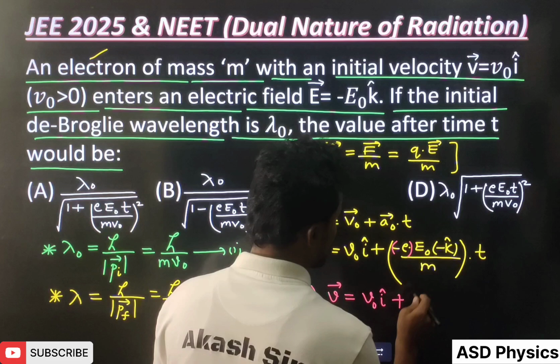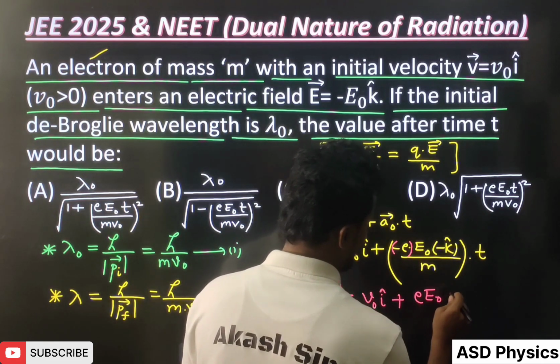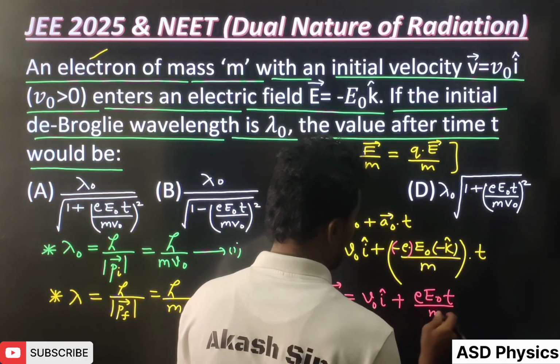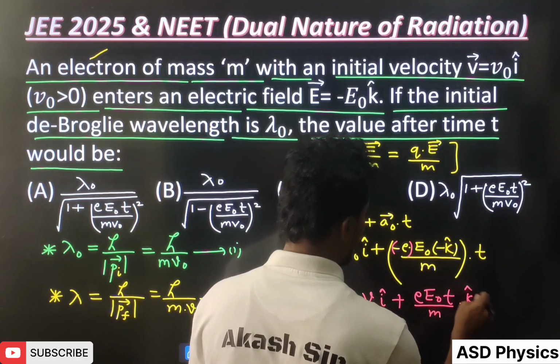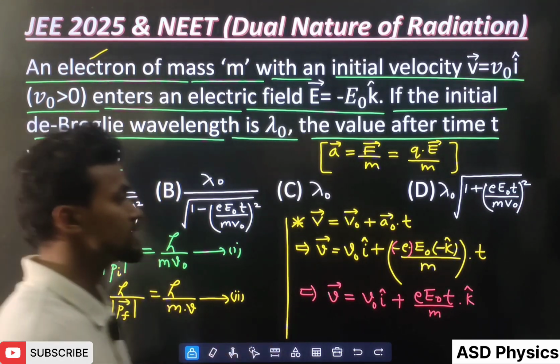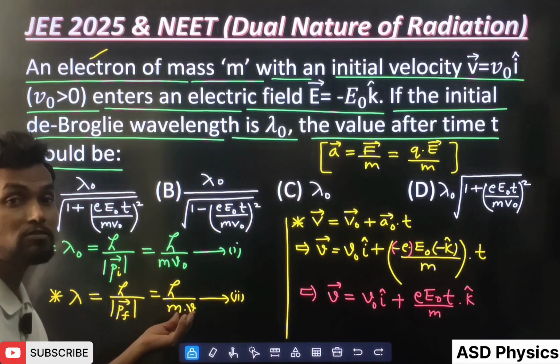Then we can write here, E naught t by m. And what will this come here? It will become here the k cap. Can you see the calculations very well? I think so. All the things are okay only. Now students, as I told you very well, wavelength means we have to calculate the magnitude.